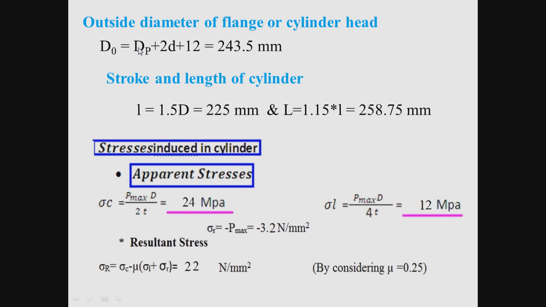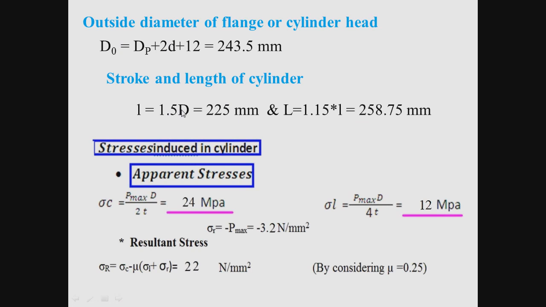Next is the outside diameter of flange or cylinder's edge. It is given by d naught equal to dp plus 2d plus 12. If you substitute all the values, dp is the pitch circle diameter of studs, small d is the nominal diameter, plus 12. So you will get 243.5 mm.